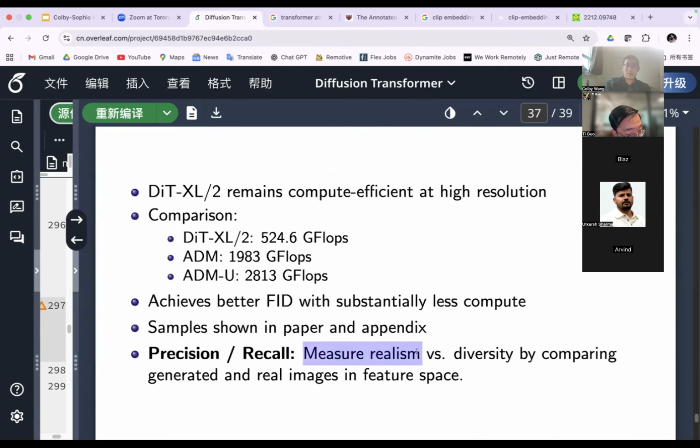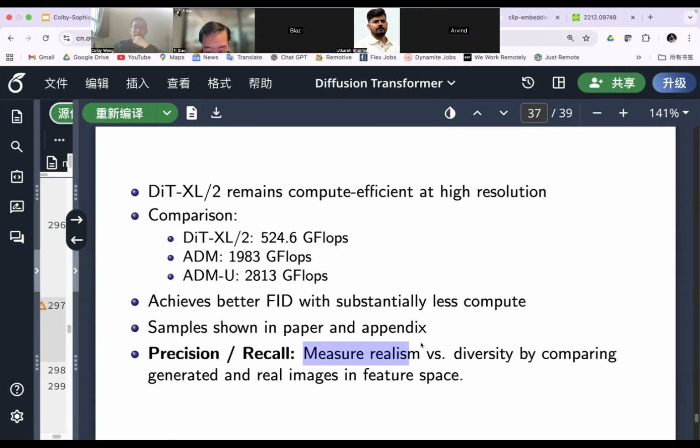Precision here simply means that if we want the generated image to be as realistic as possible, it should not contain artifacts. And recall here simply means diversity. So if I want to generate maybe 1,000 images, they should cover as many classes as possible. So usually the higher the better for these two values.